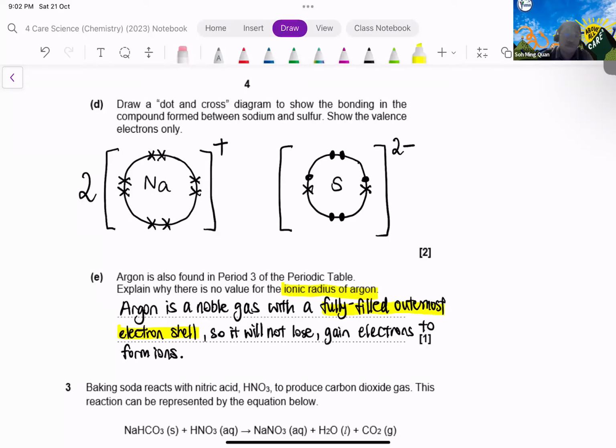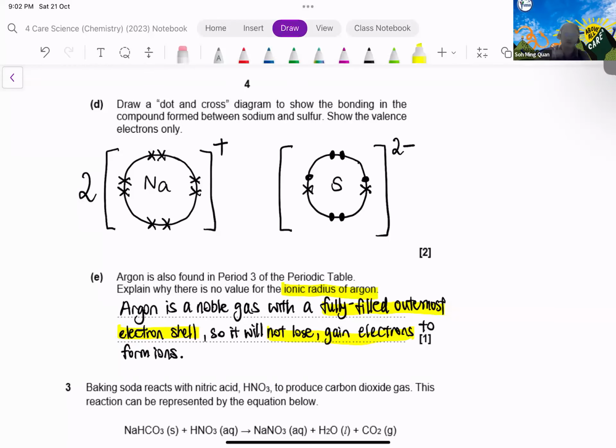Argon is a noble gas with a fully filled outermost electron shell, so it will not lose or gain electrons to form ions. You must have the highlighted in yellow phrases. If you don't have these phrases, you will not get the mark at O levels. So please avoid just writing argon is unreactive, full stop. You have enough time to write more, please write more.